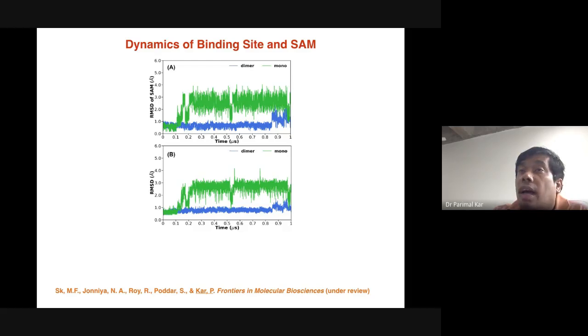But when you target the NSP16, NSP10 heterodimer complex, then SAM has a very low RMSD. So it adopts a very stable conformation in the binding pocket. So that will result in a better binding. So this suggests that when you want to develop a drug, don't target NSP16 alone. Rather, you should target the NSP16, NSP10 heterodimeric complex. So that's one thing.